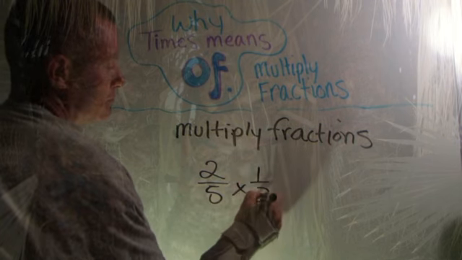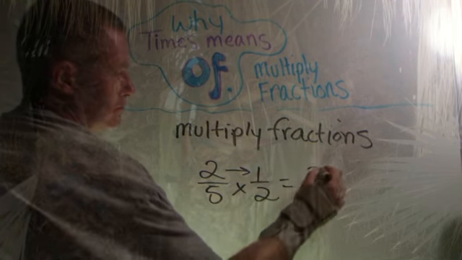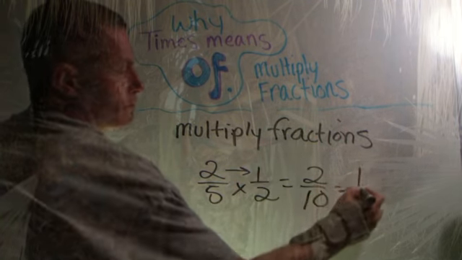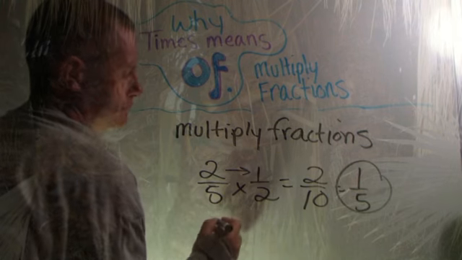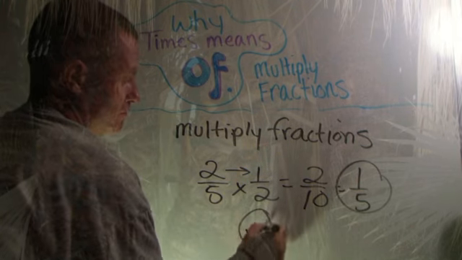Just another example. 2/5, or 40%, of 1/2. Numerator times numerator. Denominator times denominator. Reduce the fraction. That's another thing we'll work on in a future video.